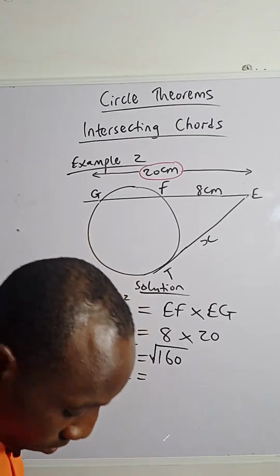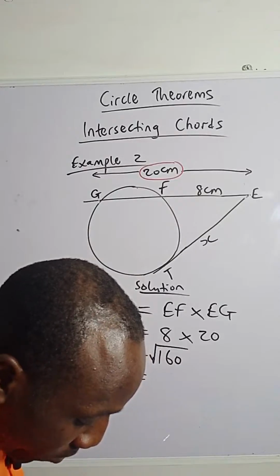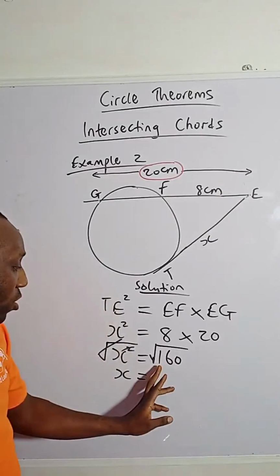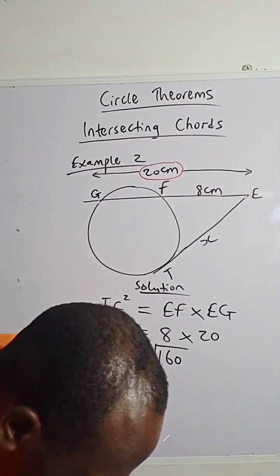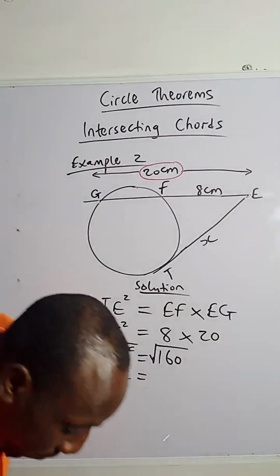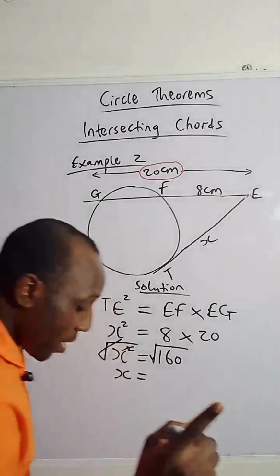Let's do this correct to 1 decimal place. You have to square root it. You have to apply the square root to 160. Thank you, Rohit, for your feedback. 4.10. Okay, let's make this correct to 1 decimal place.